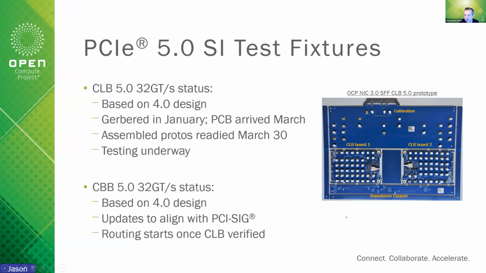Damon, I think, and the last thing I'll say too, if you see the picture, I didn't mention that. So the CLB comes in a four assembly pack. So there's 2 cards, CBB board 1 and 2, enough to get the breakouts of all the 16 lanes. And then you have a calibration board to base it off each CLB, and then an impedance coupon.